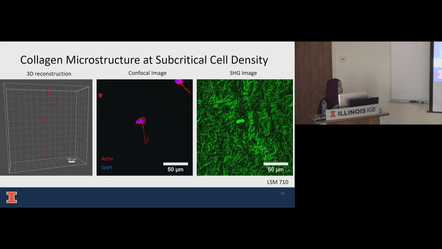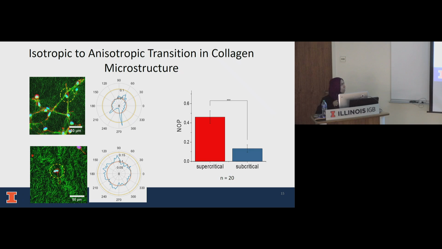So from this, we thought that there might be an isotropic to anisotropic transition in collagen fiber distribution related to this critical density. To quantify it, we used a parameter which is the nematic order parameter, which is a measure of anisotropy in fiber organization. We did this by selecting a circular region of interest here and measuring the intensity on this region. Based on the intensity values, we can see distinct peaks in this case, whereas in the bottom case there are no sharp peaks.